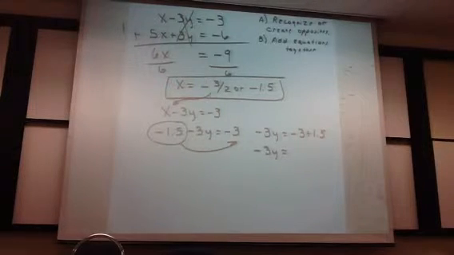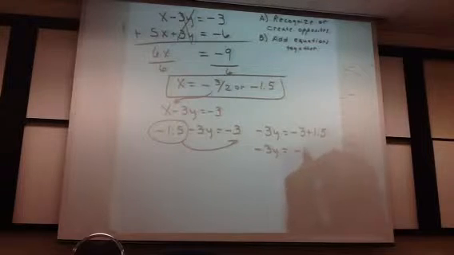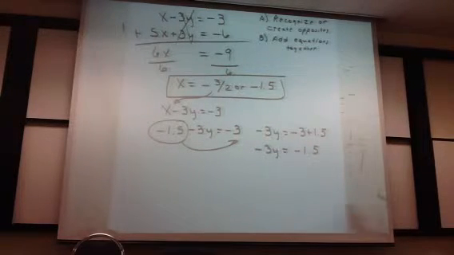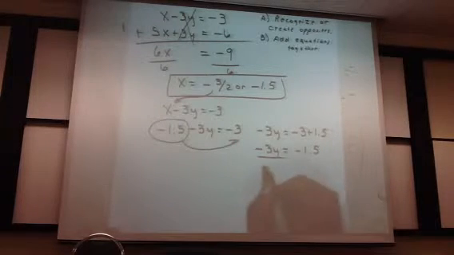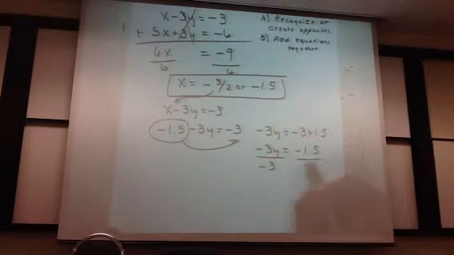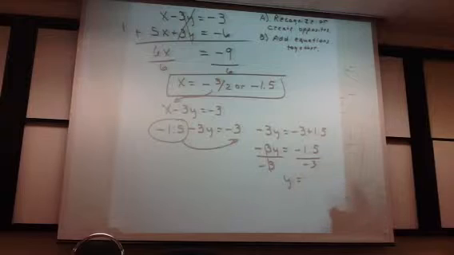Negative 3y equals what? Negative 1.5. Okay. You may use your calculators when that presents itself. Divide both sides by negative 3. Y is 0.5.